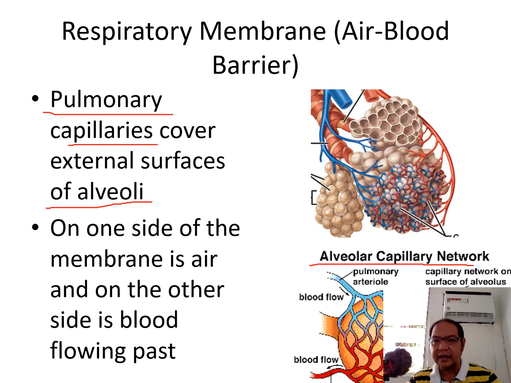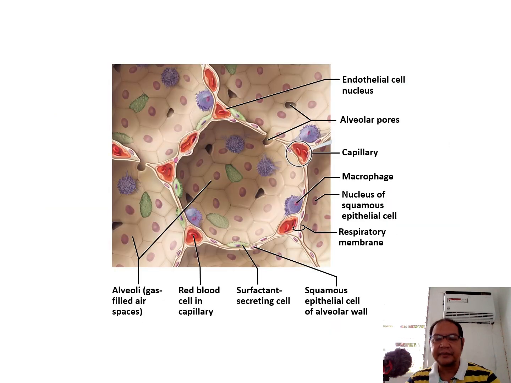So if you look here, what is inside the alveoli is air. Now in the capillary is blood, and the capillary clings to the alveolar wall. So inside the alveolus is air, and the capillary contains blood. Okay, let us see here. So here is the alveoli. So these are the capillaries. It contains the RBC. And inside of this, we have the surfactant-secreting cell.